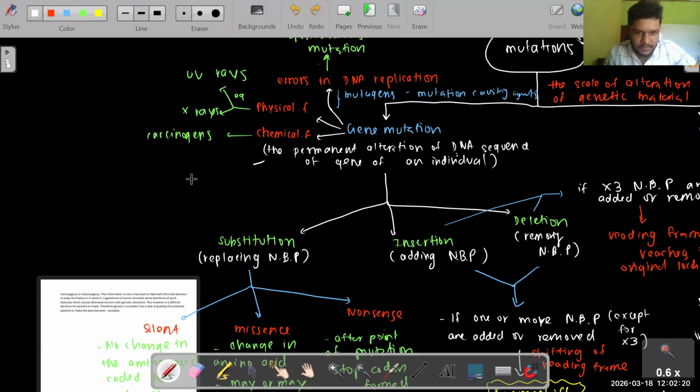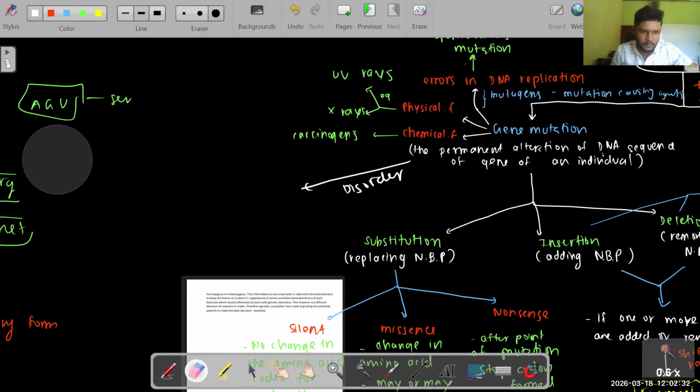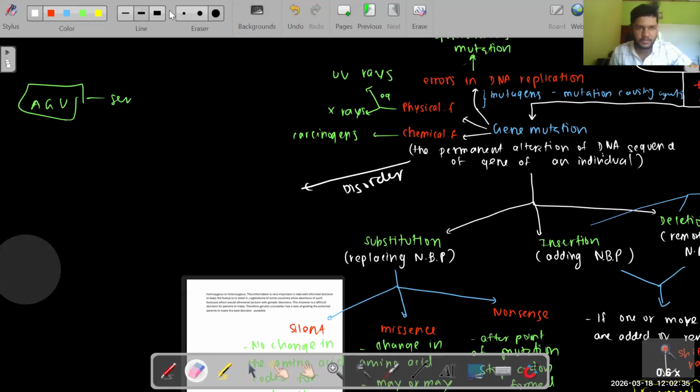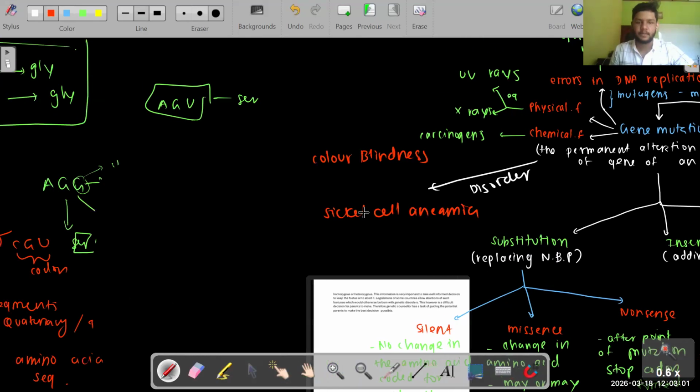I have space here, right? Disorders. How many disorders are present for gene mutations? Students, can you remember? Two, right? What are they? First one, color blindness, and the other one is sickle cell anemia, right?